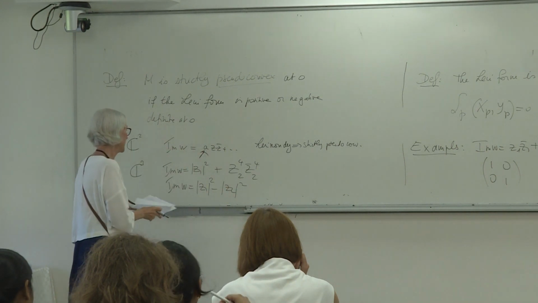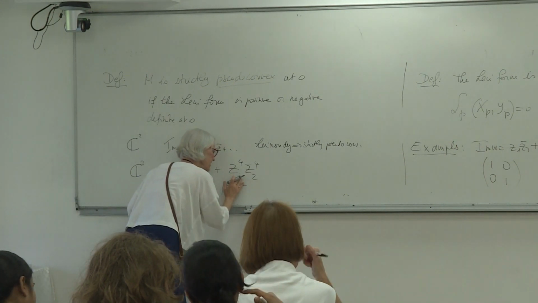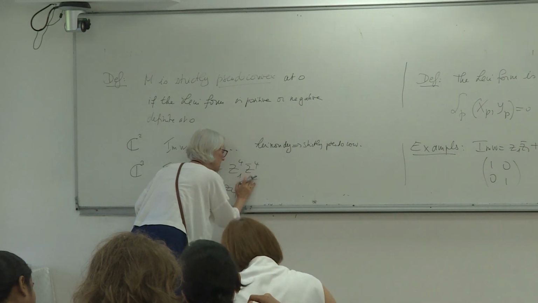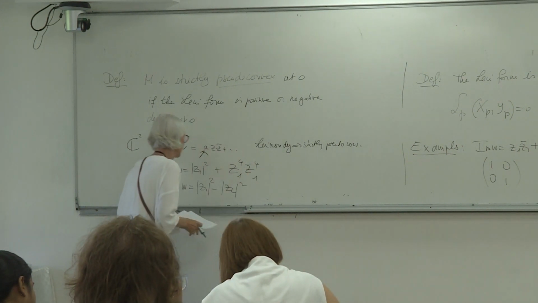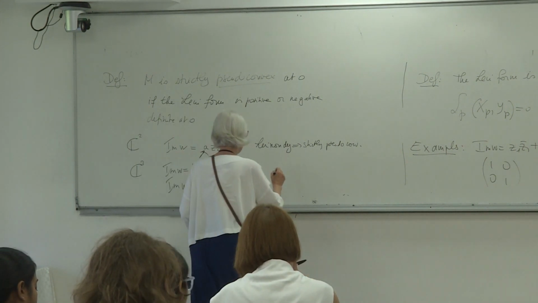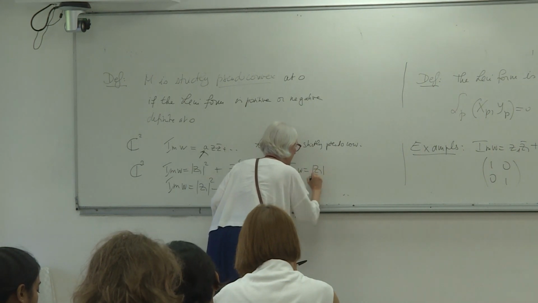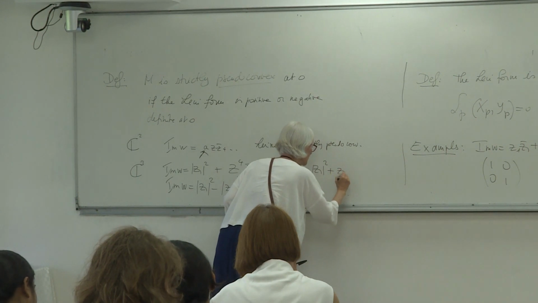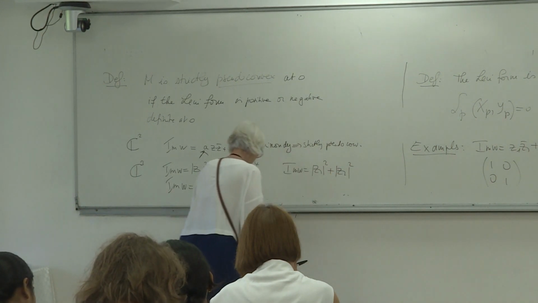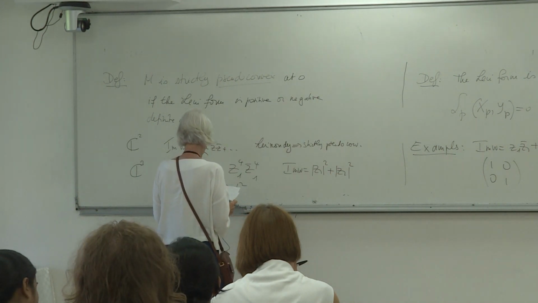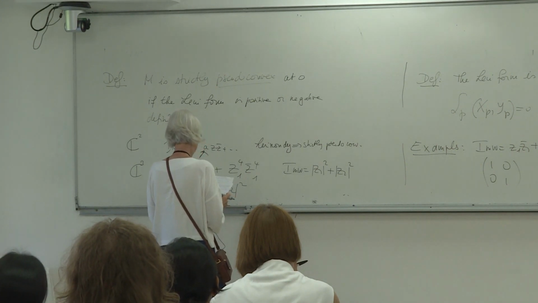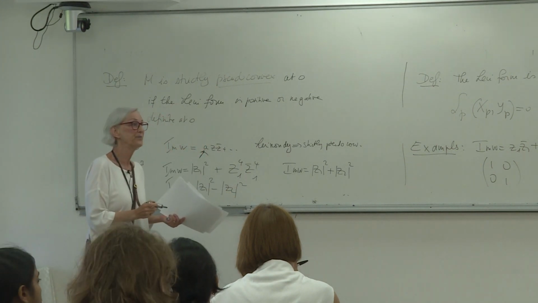I give you this one. I will just give you one. I prefer that. And I will give you also MW is Z1 bar square plus Z2 square. And finally, everything is here. Okay.